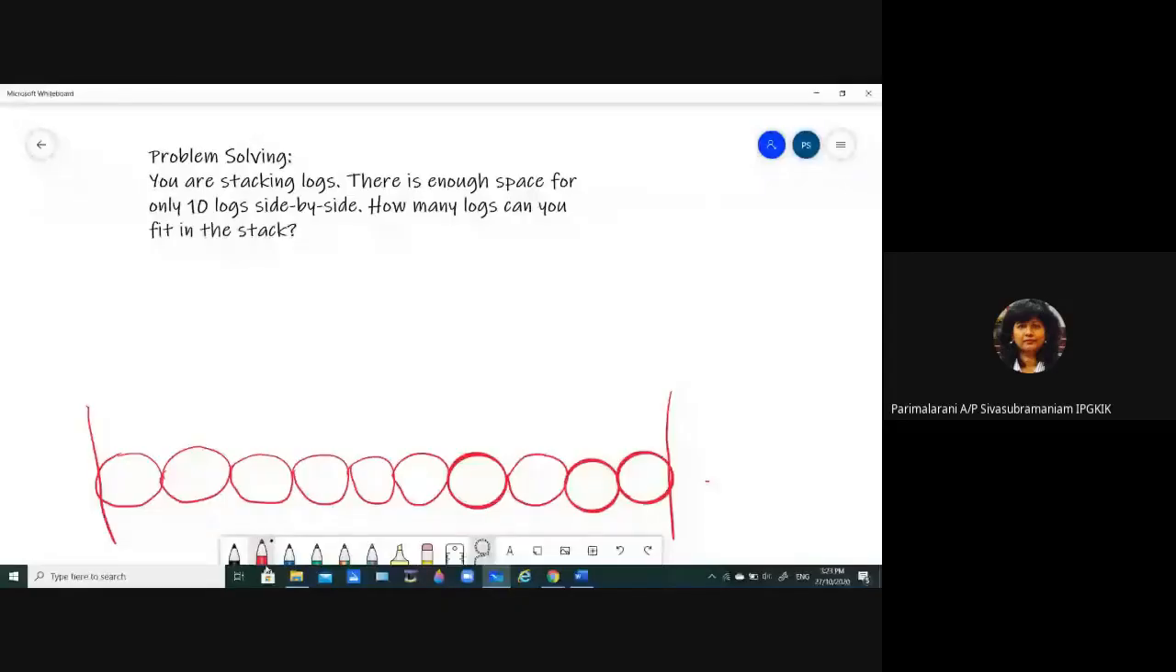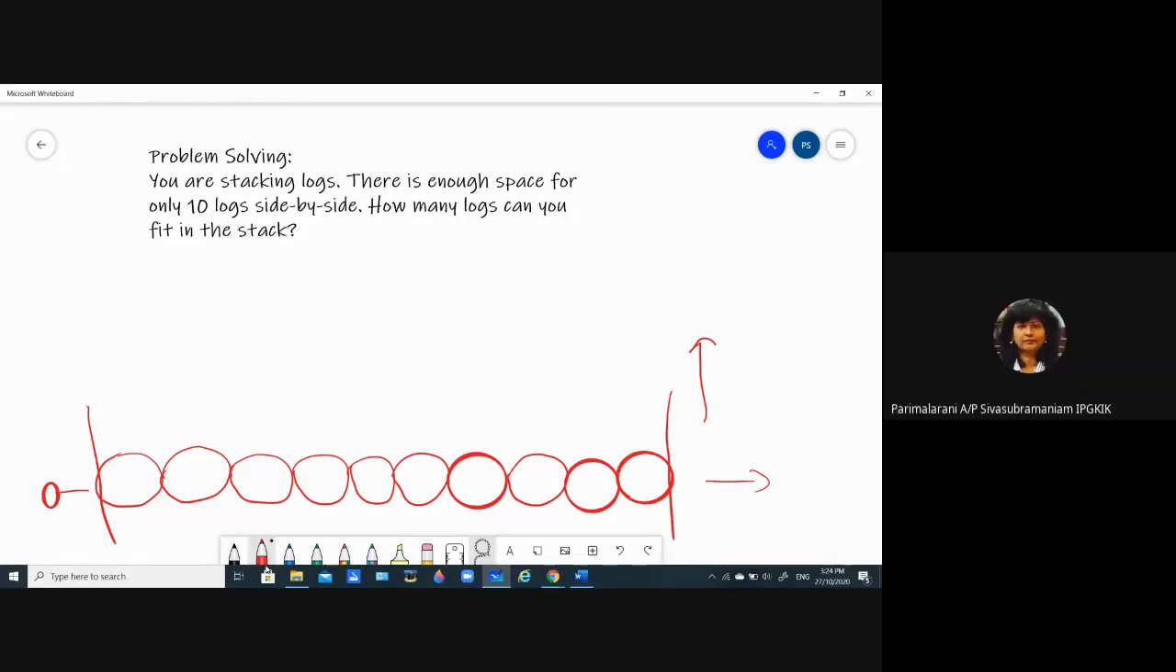So you are going to stack the logs. Stack means arrange one on top of another. That means you must arrange upwards now. So how many logs can you go right up? That's the question. So how many do you think? This row, how many logs can you arrange right above these logs? 10.